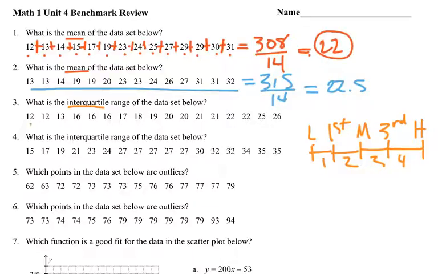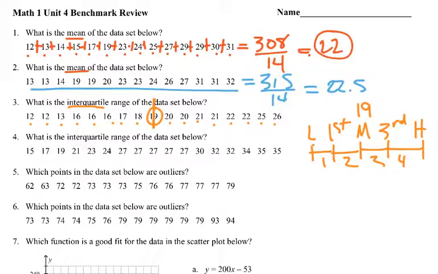Then we find the median. So to do that, we go in between. So 3, we find the middle number. 3 more, 3 more, 2, 2. So our median would be 19. Okay?